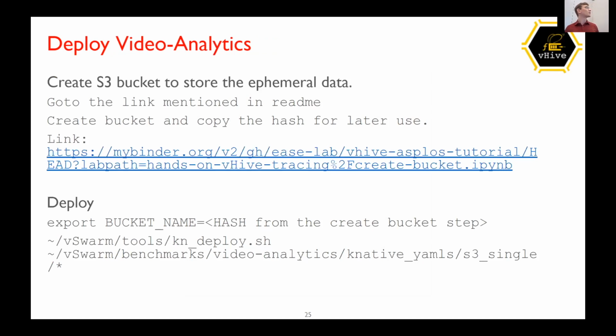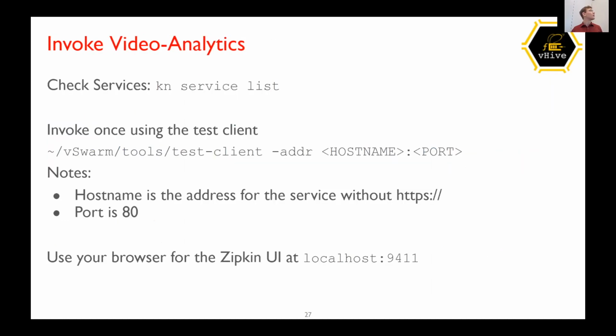So this can be directly used to deploy. The bottommost command will automatically deploy all three functions to your cluster. And then you can again list all the services using knative. And you should see three services. One should be streaming, one should be decoding, and one should be recognizing.